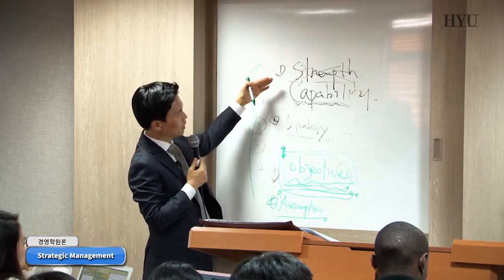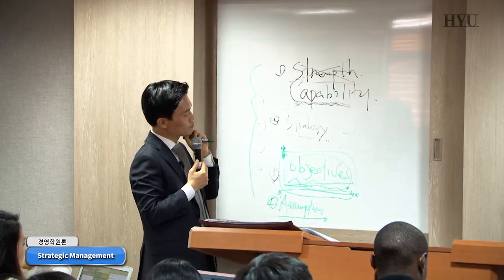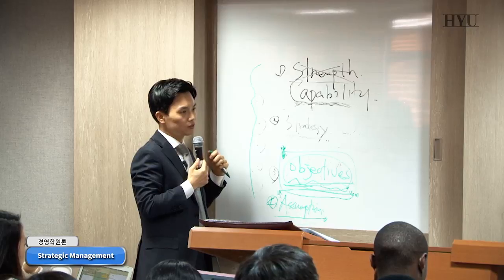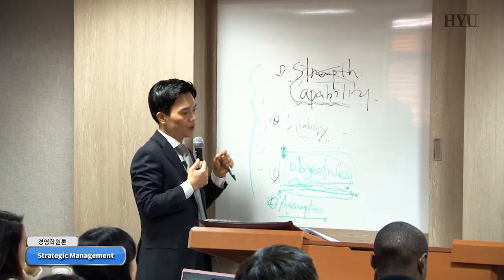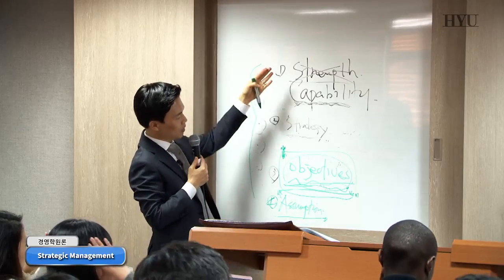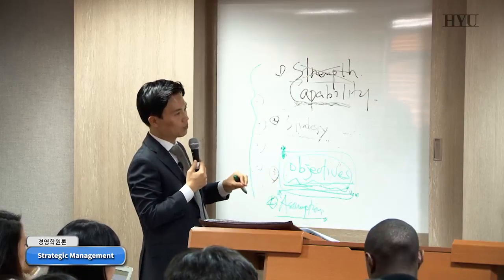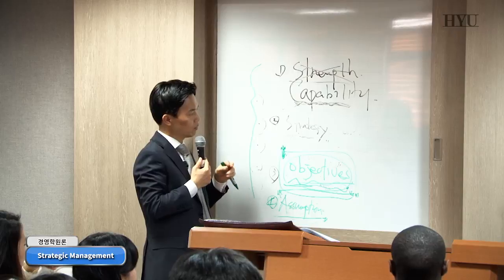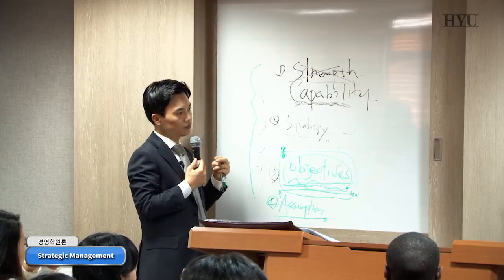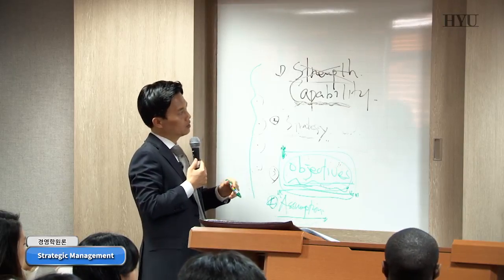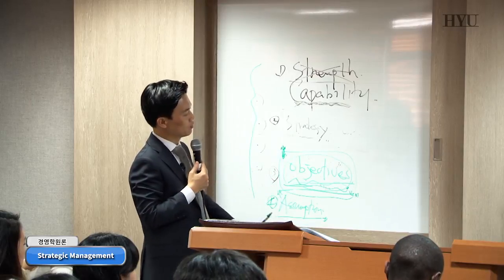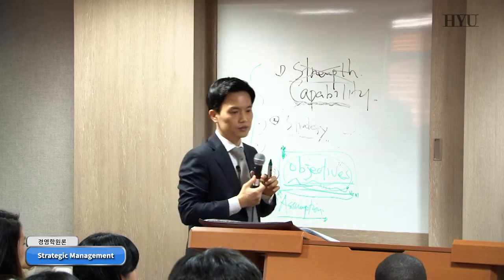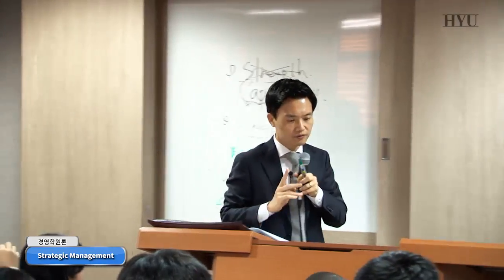So figuring out this one may be implicit, not explicit. Your judgment about one of the competitors may be wrong or right, or halfway right or halfway wrong, whatever. So that's why clearly understanding the competitors is very hard. That's why competitor analysis is very difficult.